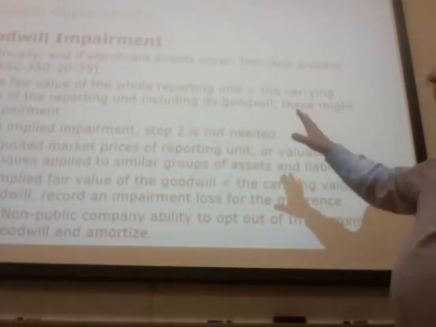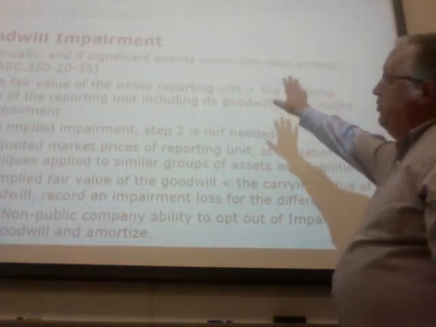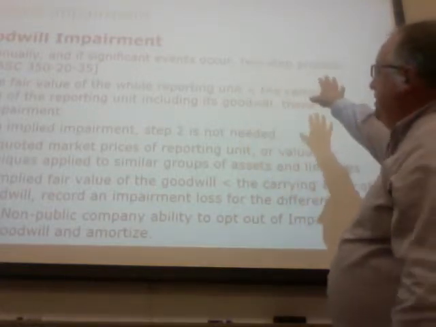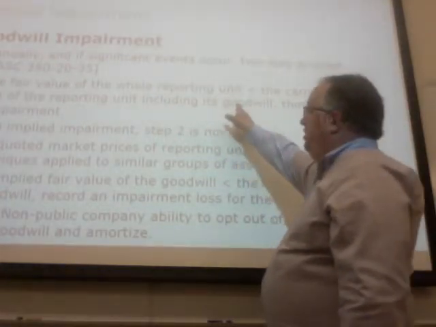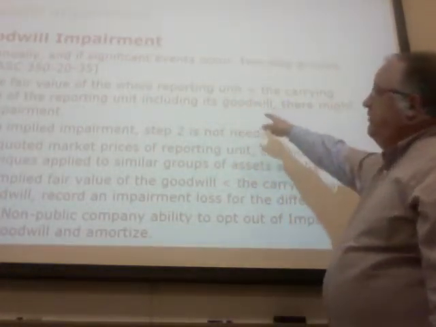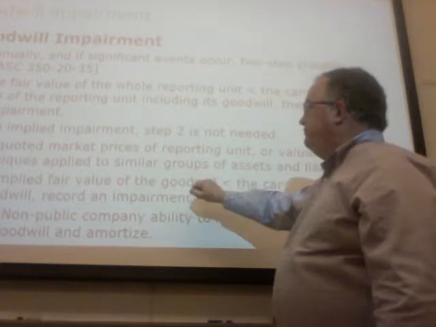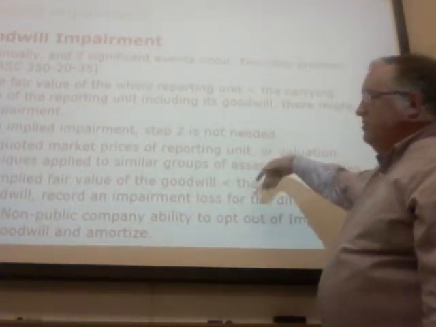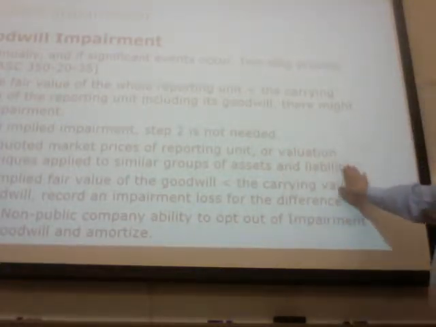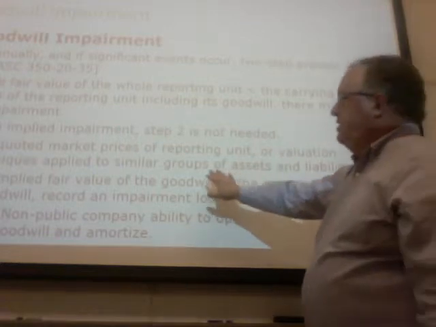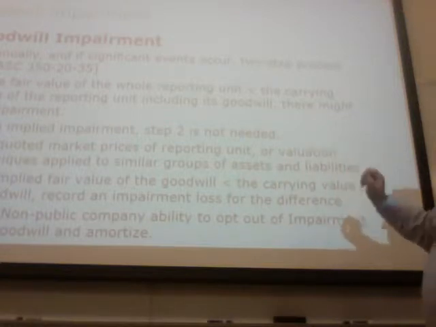Goodwill impairment, we'll talk a little bit more about goodwill impairment. We've already talked about it some. We test it annually for these acquirees, and if significant events occur, we take a two-step process. If the fair value of the whole reporting unit is less than the carrying value of the reporting unit, including its goodwill, there might be impairment. If there's no implied impairment, obviously we don't go on to step 2, and we'll use quoted market prices of the reporting unit if it's publicly traded, or valuation techniques applied to similar groups of assets and liabilities, so some form of appraisal or valuation is what we use for the acquiree.